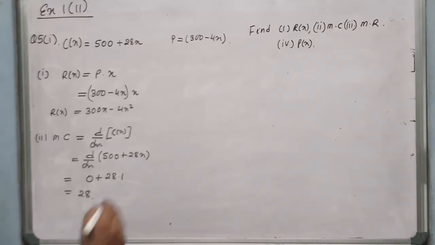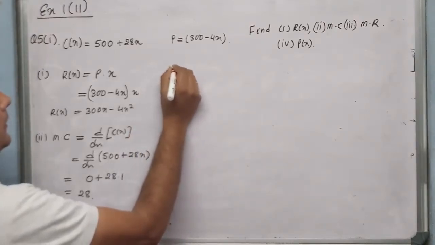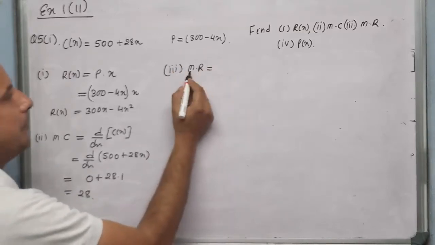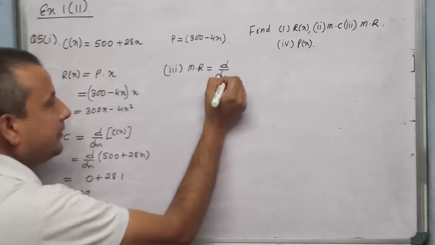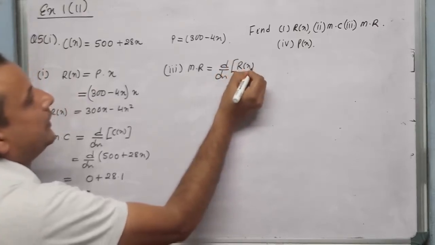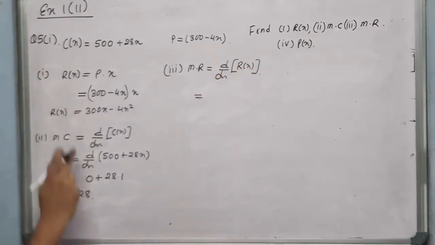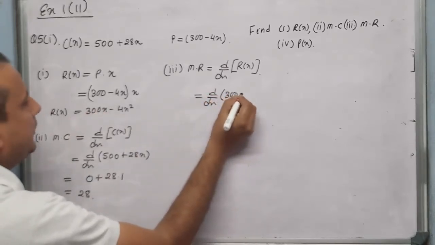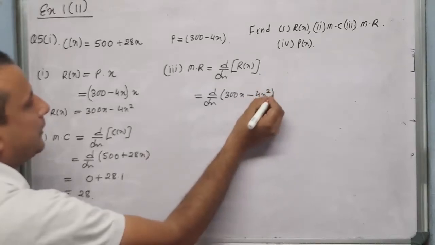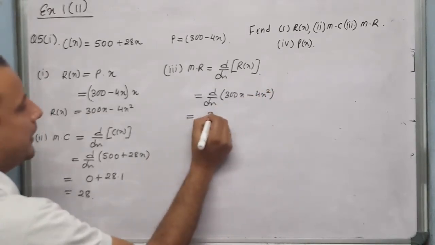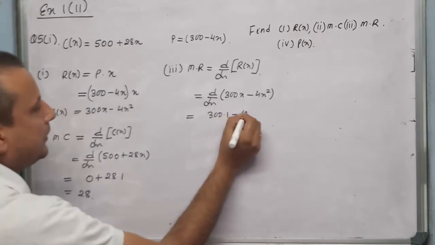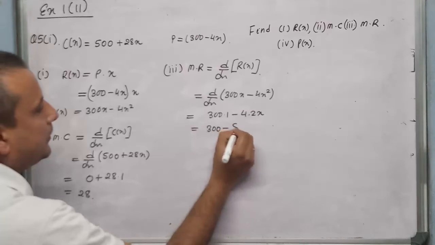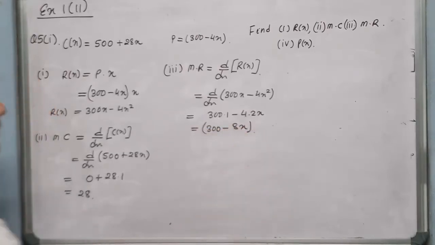Okay, now the third one is marginal revenue. The term marginal means derivative. Marginal revenue means calculate the derivative of revenue. So simple. Our revenue function is over here. It is d/dx of 300x minus 4x square. The d/dx of 300 into x is 300 into 1, minus 4 into the derivative of x square, which is 2x. Now it is 300 minus 8x, the marginal revenue.